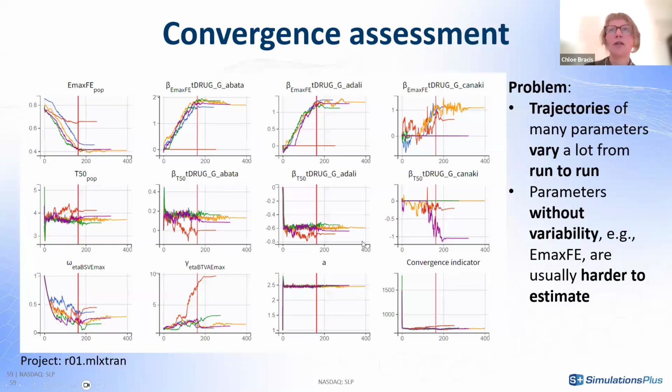We can see that the trajectories vary a lot from run to run. Something to know is that parameters without variability, here Emax, because I'm defining my variability myself in the structural model, are not estimated by the SEM algorithm as part of this parameter. Also T50, I didn't include random effects on that. That makes it harder for those parameters to be estimated, so this is something to potentially look out for.